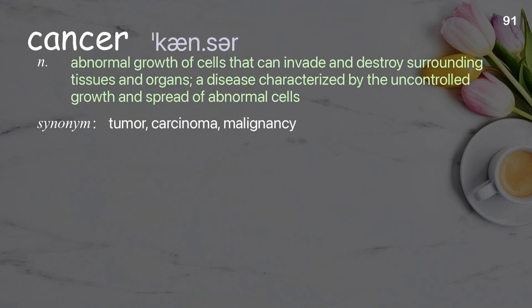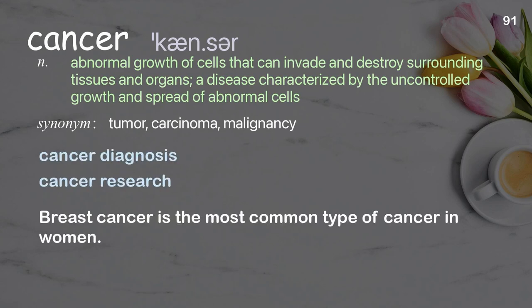Cancer. Abnormal growth of cells that can invade and destroy surrounding tissues and organs. A disease characterized by the uncontrolled growth and spread of abnormal cells. Examples: cancer diagnosis, cancer research. Breast cancer is the most common type of cancer in women.